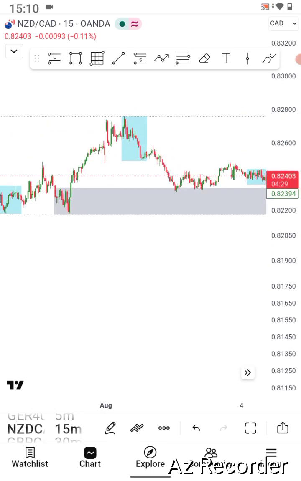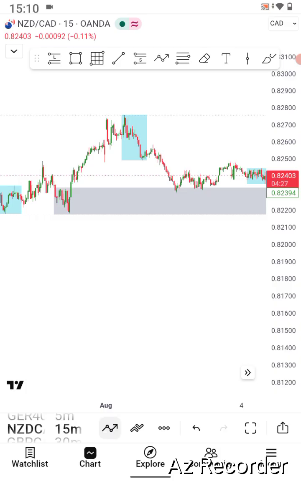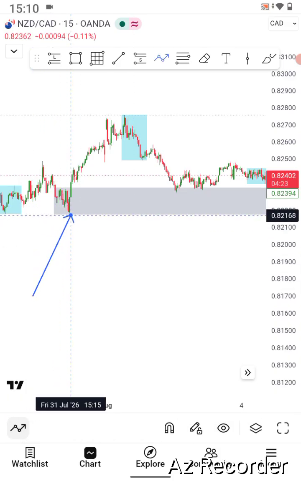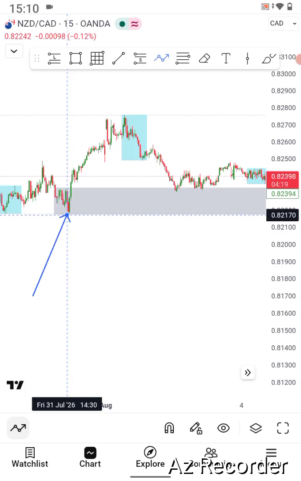Beautiful. So this is my order block here, this green candle. Are you seeing it now? Because its low swept the low of this other candle. So I'm picking this as my order block.